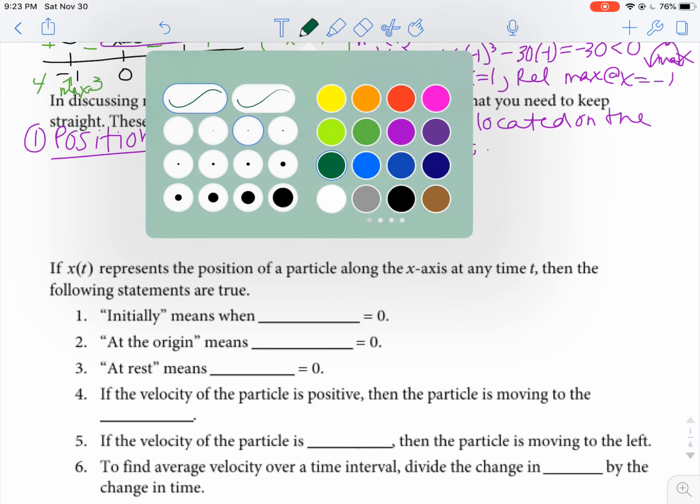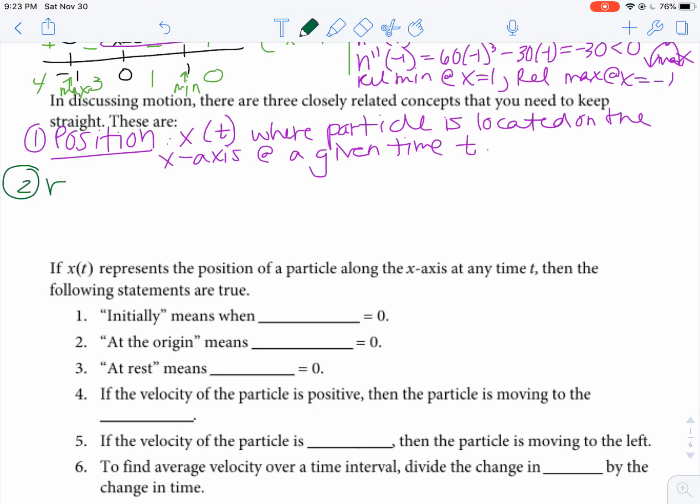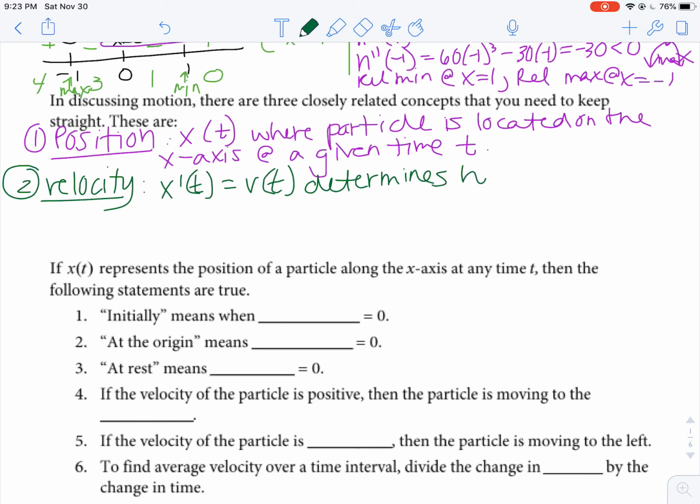Okay, next one would be velocity, which is going to be your first derivative of position, so x prime of t. Sometimes they'll refer to it as v of t, v for velocity. Rocket science, right? Literally calculus. All right, it determines how fast the position is changing at a time t, as well as the direction.